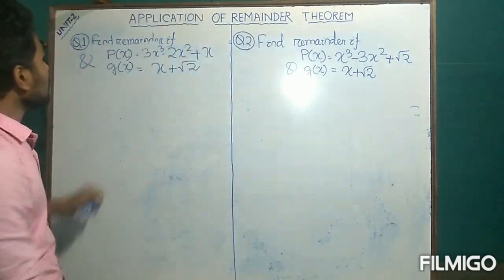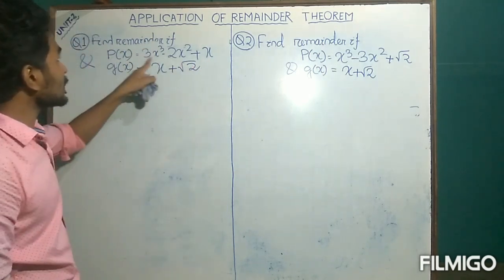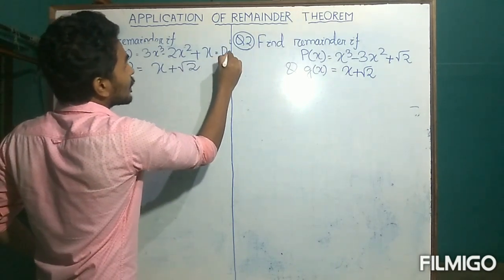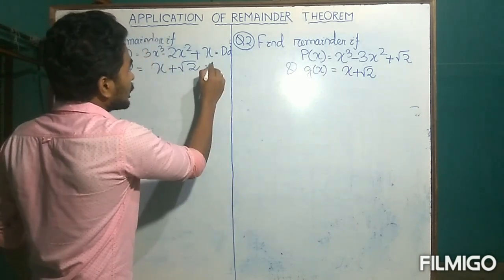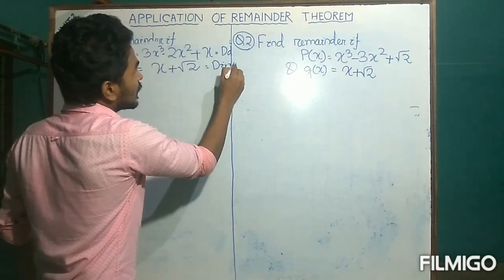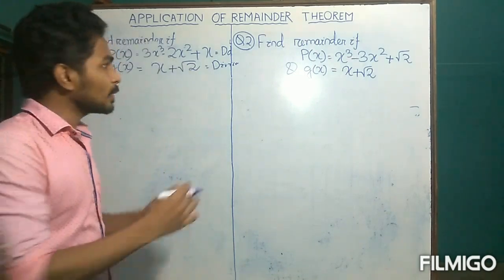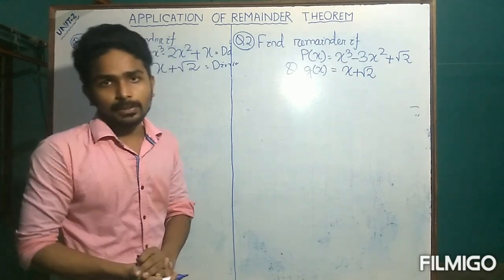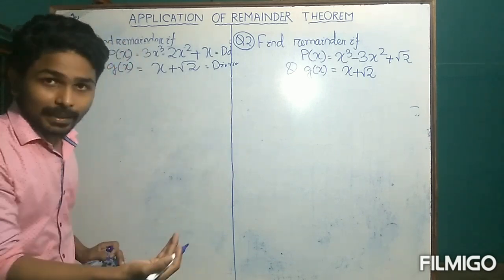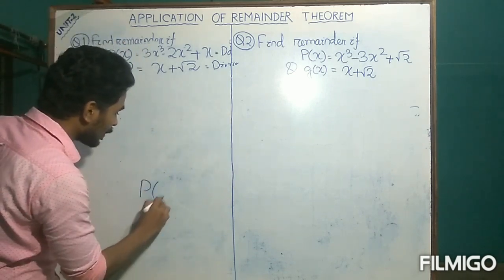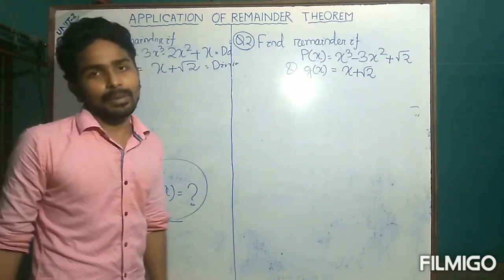Find the remainder if P of x is given. P of x is the dividend, and g of x is given as x plus root 2, so g of x is the divisor. Clear? Here we will find the value of the remainder without actually dividing. As we already know, the remainder is P of a. That means here we will find the value of P of a.